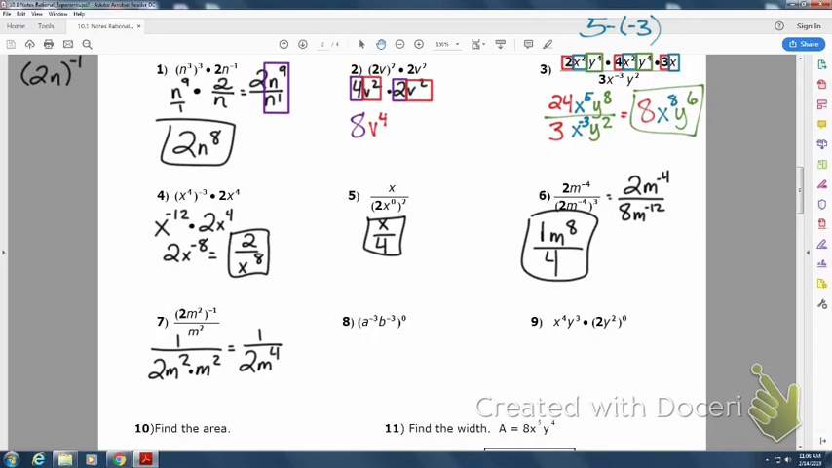8 and 9 are probably the two easiest ones up here. What's the answer to 8? 1. What's the answer to 9? What does this one turn into? 1. What's this times 1? Do what? X to the 4th, y cubed.